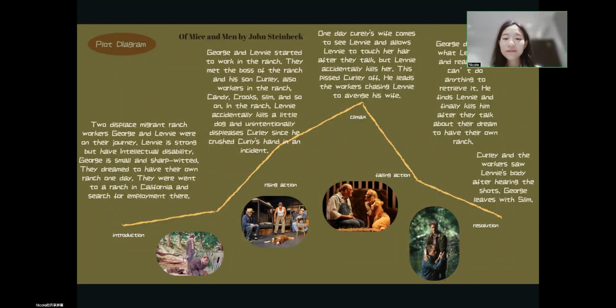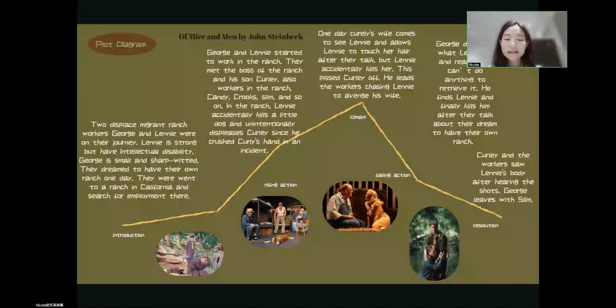One day, Curly's wife comes to see Lenny and allows Lenny to touch her hair after their talk. But Lenny accidentally kills her. This totally enraged Curly. He leads the workers chasing Lenny to avenge his wife.